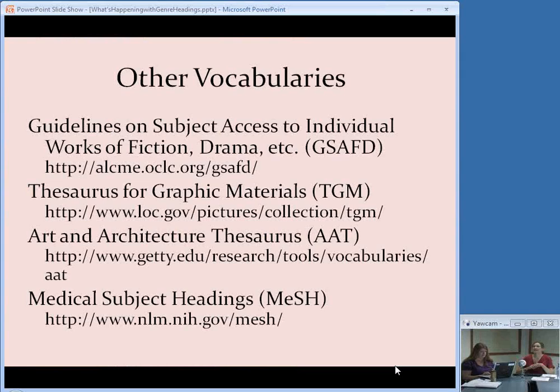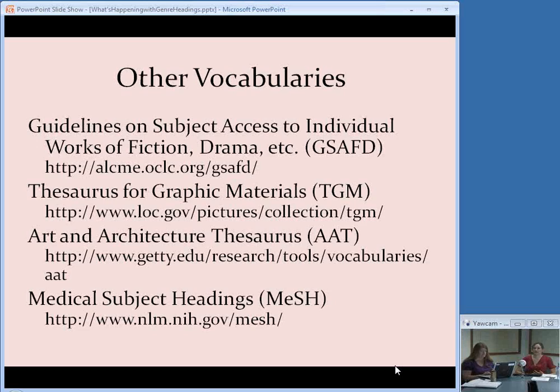As I've mentioned before, and some people have been mentioning in the comments that that's what they use, the GSAFD, the Guidelines on Subject Access to Individual Works of Fiction, Drama, etc. This is where you will be able to find literature terms. If you do want to use genre terms for a particular type of book, then you don't want to wait until they get the Library of Congress ones figured out. Use GSAFD.